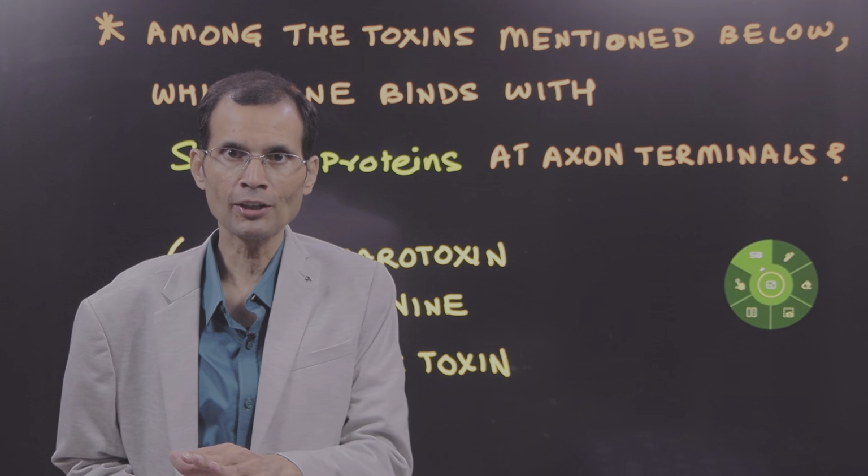So let's see what the question is. Among the toxins mentioned below, which one binds with the SNARE proteins at the axon terminals? So it's very clear, it's toxins. That means it can be asked in FMT also, but the basis is SNARE proteins, which we learn in physiology. And the options are alpha bungarotoxin, strychnine, tetanus toxin, or curare. So, any idea which one could be the answer?